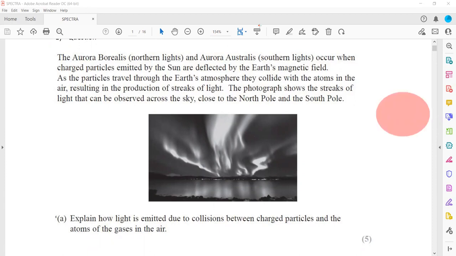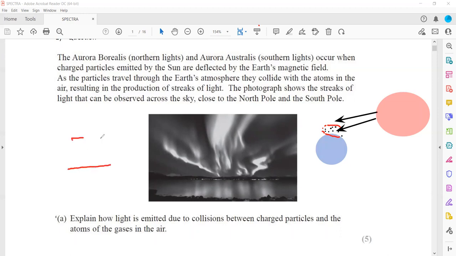charged particles, and these charged particles are deflected by the Earth's magnetic field, so they enter the Earth's atmosphere. When these charged particles enter the atmosphere, they are deflected and they collide with the particles in the atmosphere. When they collide, they transfer energy and cause these atoms to become excited. What is the meaning of an atom becoming excited?